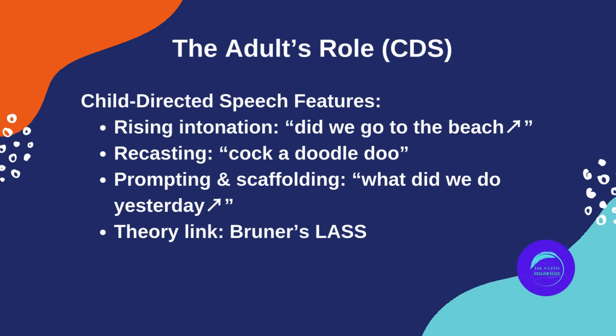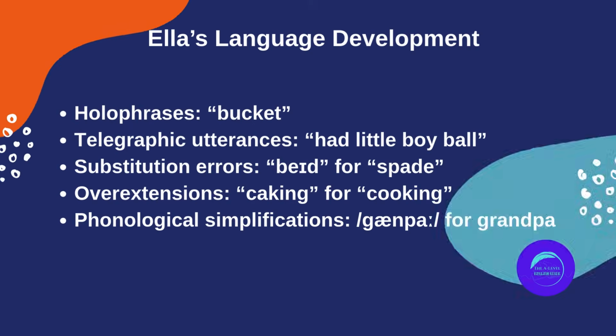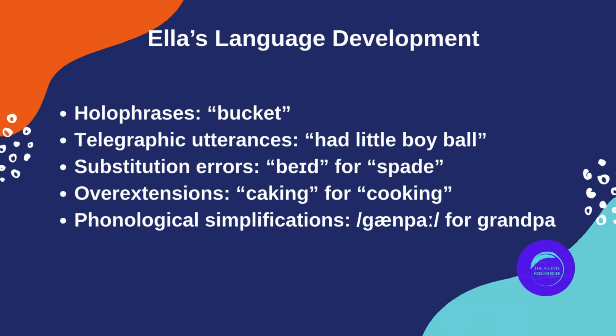Now, let's decode Ella's speech. At just 2 years old, she's mostly operating in the 2-word stage, and in transition from holophrastic to early telegraphic stages. But we see a wide range of language development clues. She uses single-word utterances like bucket. That's a holophrase, 1 word standing in for a whole idea. Then she uses multi-word combinations like "had little boy ball" and "wanna have it back now." These lack grammatical function words, but the meaning is clear, classic telegraphic speech.